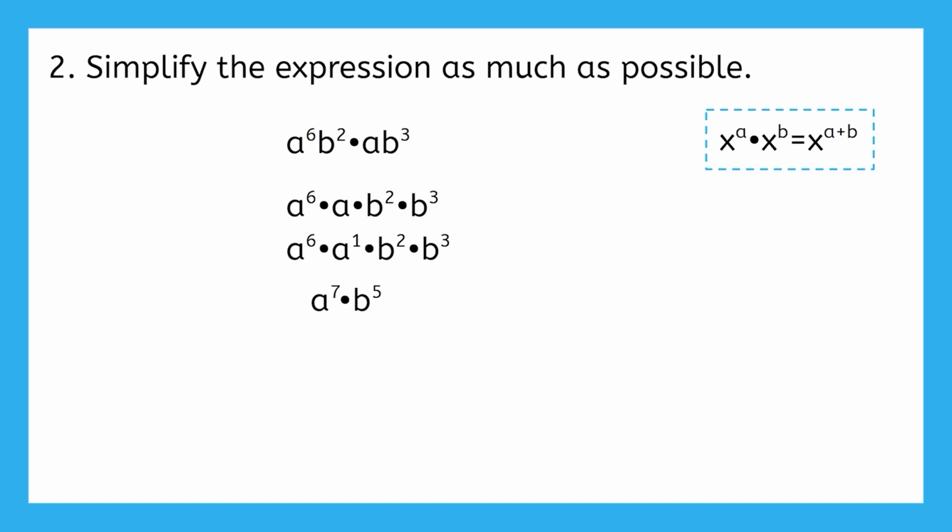For our final answer, within a term, we always want to put our bases in alphabetical order. So a to the 7th first, followed by b to the 5th. Remember that variables also don't need multiplication signs between them, so most commonly you'll see this written without it, like this.